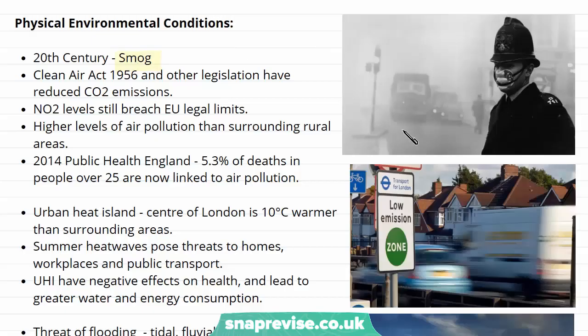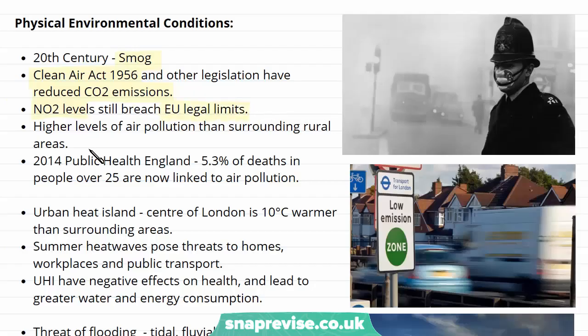And following this, this very much came after the Industrial Revolution, when there was a lot of industry in the area. A Clean Air Act was established in 1956 to try and improve the air quality in London, and since then other legislation has come into place in order to try and reduce CO2 emissions. So efforts to reduce CO2 emissions have been very successful, such as low emission zones and the congestion charge in central London. However, the nitrogen dioxide levels in London still breach EU legal limits, so this is something that needs to be tackled as well.